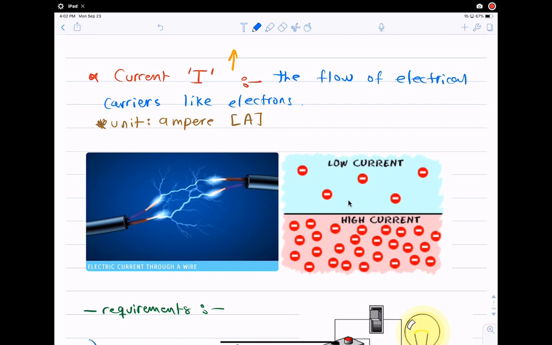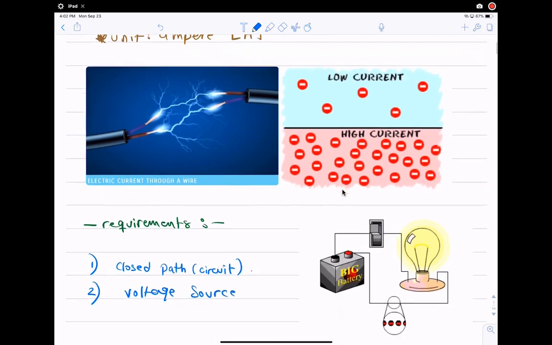Why? Because electronic devices like a calculator or some ICs in the computer use low currents, in the range of milliampere. That means 10 to the power negative 3. Okay, now what's the requirement of current?